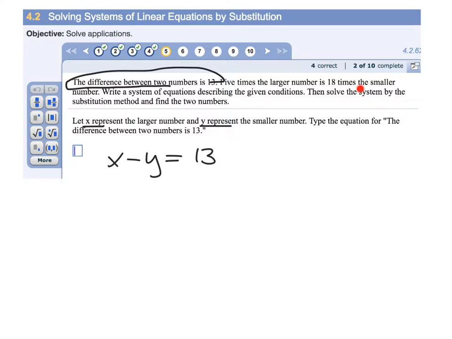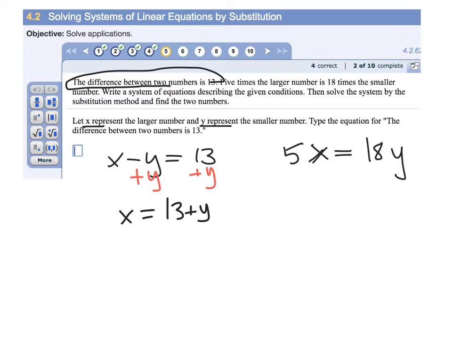Now we're also told that 5 times the larger is equal to 18 times the smaller. So there are our 2 equations. And now what we're going to do is solve for one of our variables. I'm going to solve for X because it's the easiest on this problem. So that gives us X is equal to 13 plus Y.